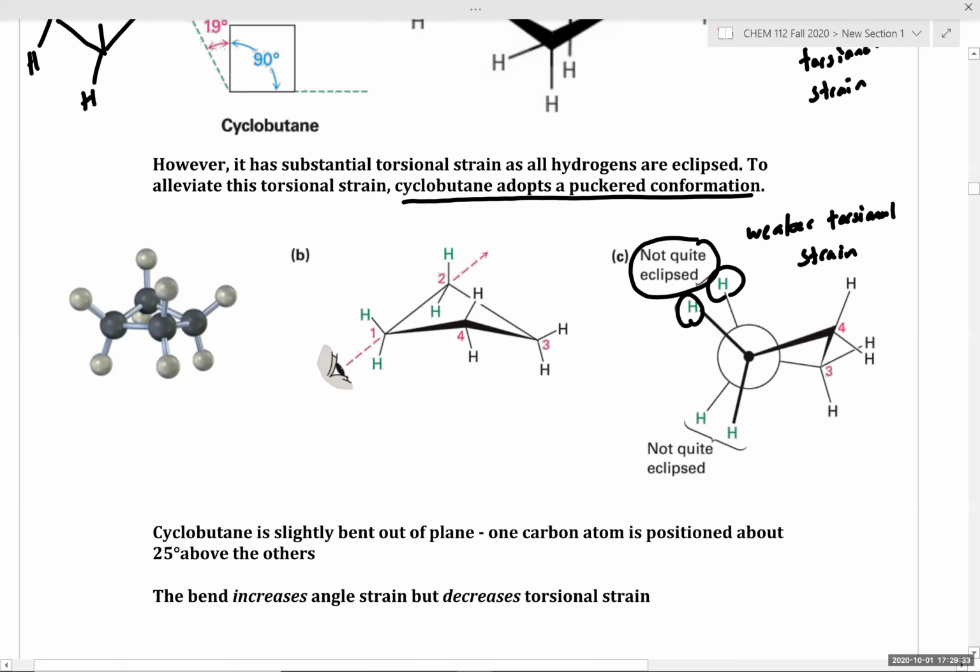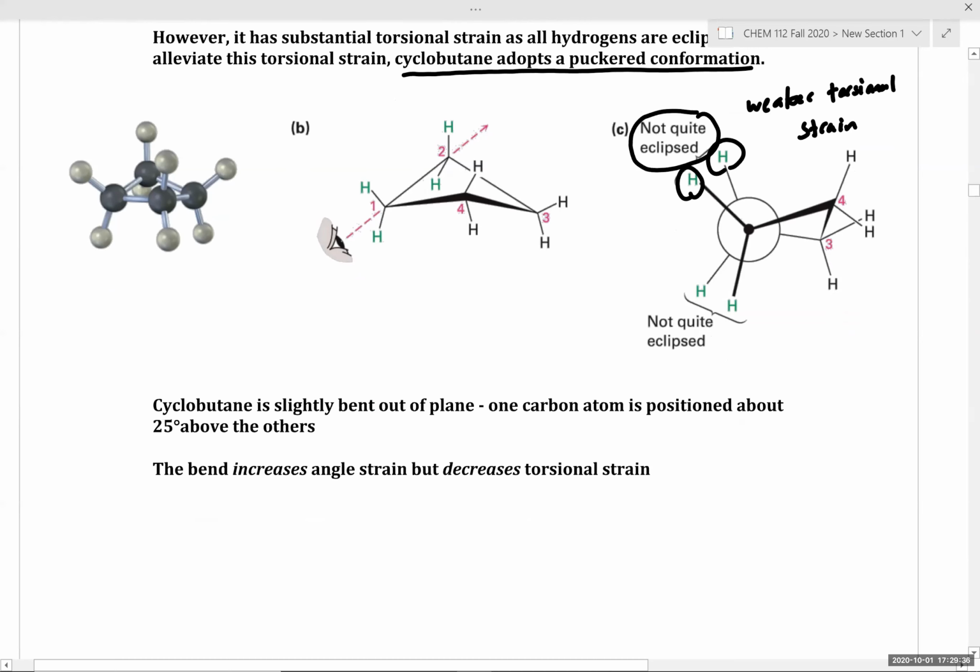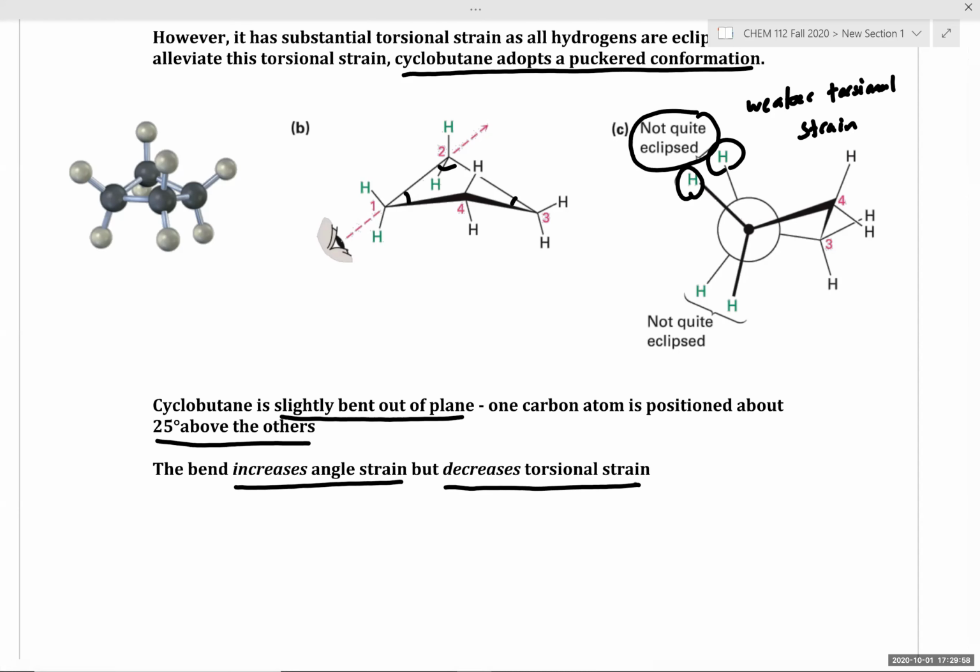Now, cyclobutane is slightly bent out of plane. One carbon atom is positioned about 25 degrees above the other. This bend increases the angle strain because we have reduced our effective bond angles, but it decreases our torsional strain. And that payoff in terms of decreasing torsional strain is more than enough to compensate.